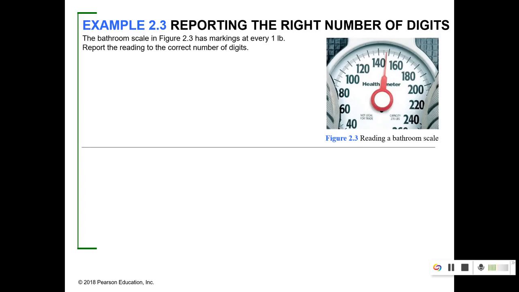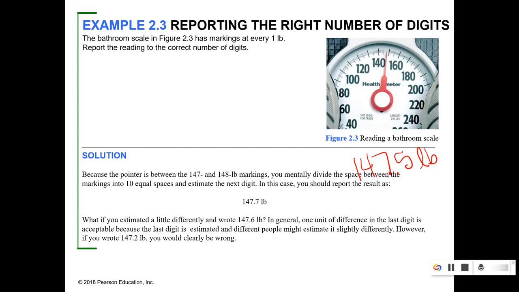So here, we've got this scale. I do want you to know this picture is a little hard to see, so it's going to be a little different. I would say this is 147. We know it reads to the ones, so I need to estimate the tenths place. I would say this is 147.5 pounds because it's about halfway between 147 and 148. Again, this picture is not the best.